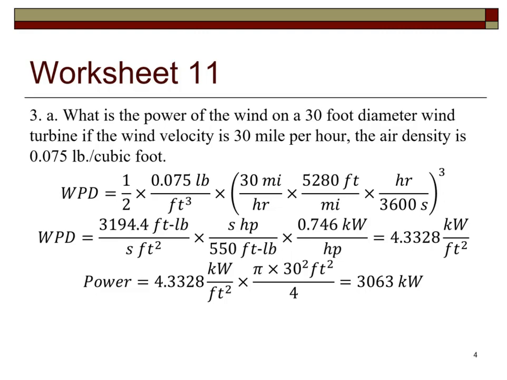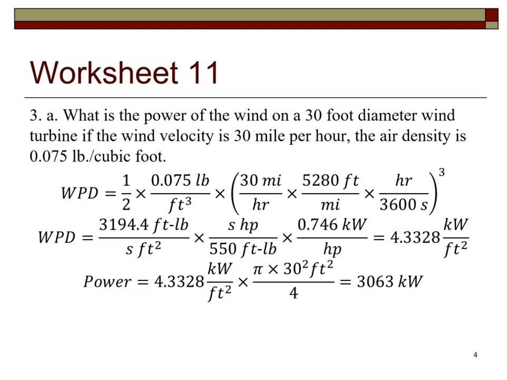We obtain 3,194.4 foot-pounds per second per foot squared. We know there's 550 foot-pounds per second per horsepower. We know there's 0.746 kilowatts per horsepower, which gives us 4.3328 kilowatts per foot squared.